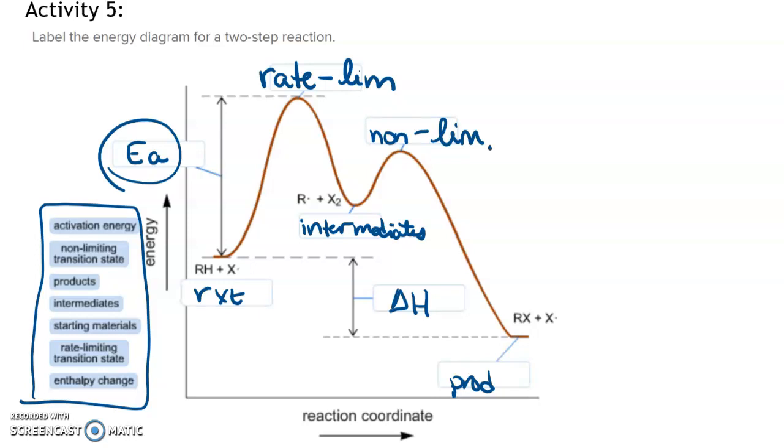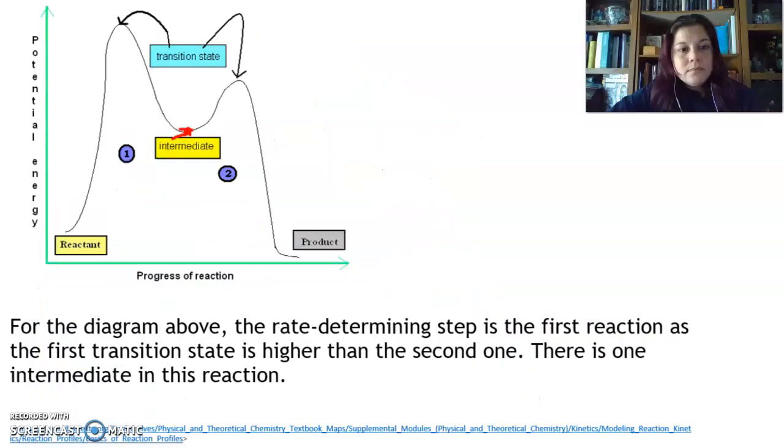So if you want to talk about it in terms of fast and slow, this first one would be considered the slow step, and this second one would be considered the fast step. This is another figure basically summarizing that same concept from the previous one.